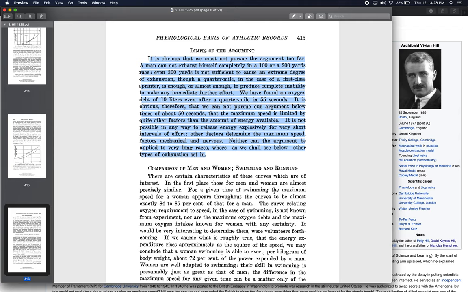So here he goes over some limitations of that argument. What are the circumstances where this argument, of the rate of delivery of energy being critical and limiting our performance, wouldn't apply? And so he starts off here, and I'll quote, "It is obvious that we must not pursue that argument too far. A man cannot exhaust himself completely in a 100 or 200 yard race."